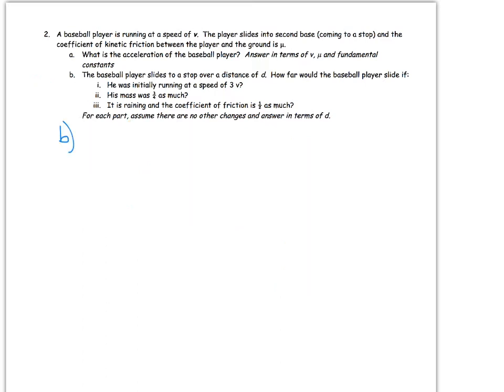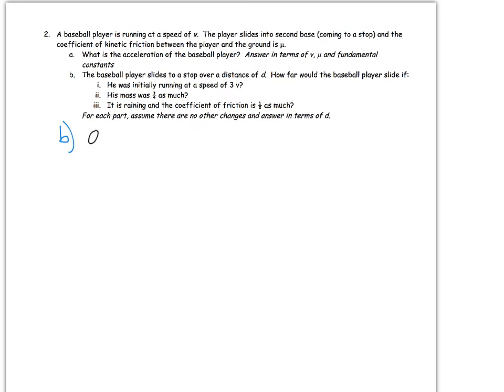Moving on to part B, we're told the baseball player slides to a stop over a distance of d, and we want to know how far would the baseball player slide if, and then we're given a few new situations. So what I'm going to do, this is one where we're going to set up our original and our new situation here to determine the new distance in terms of d, the original distance.